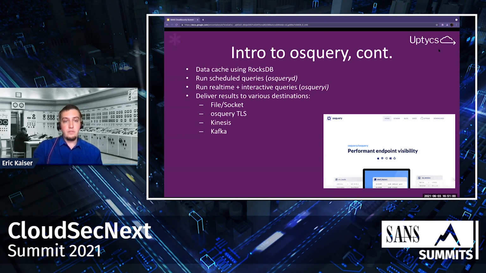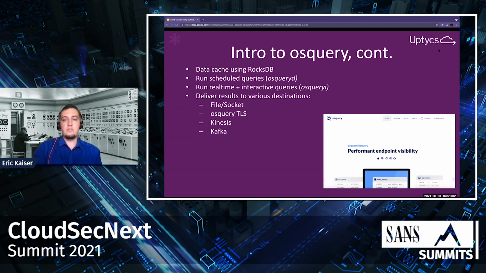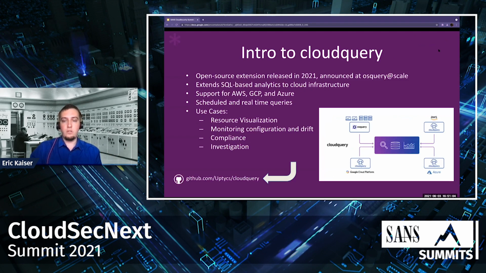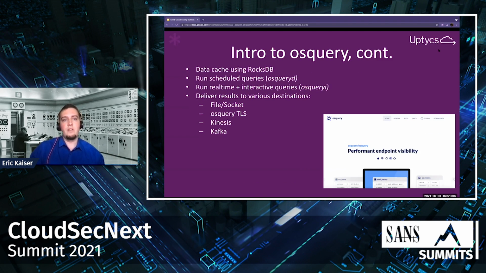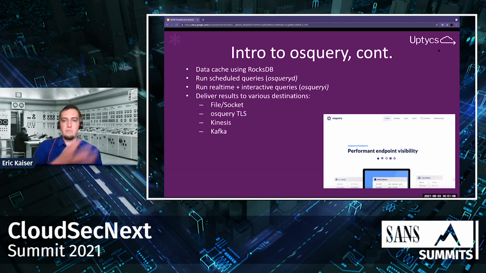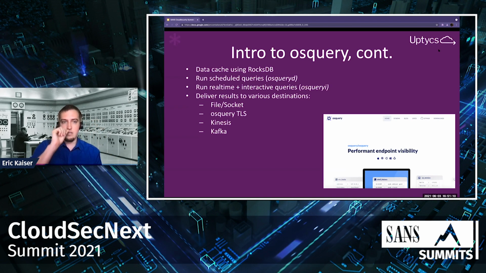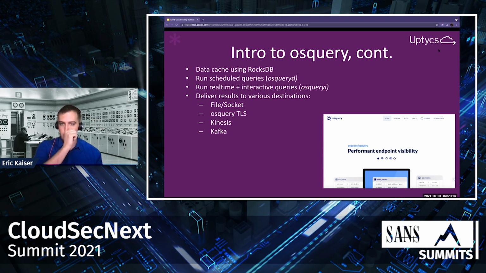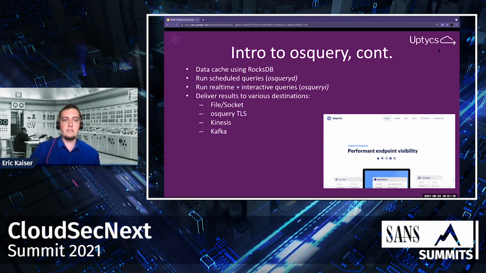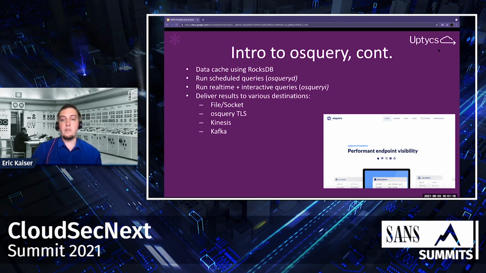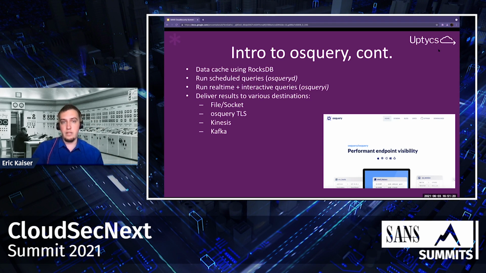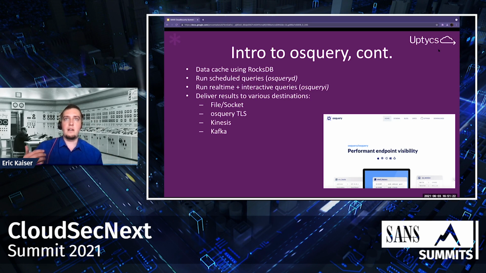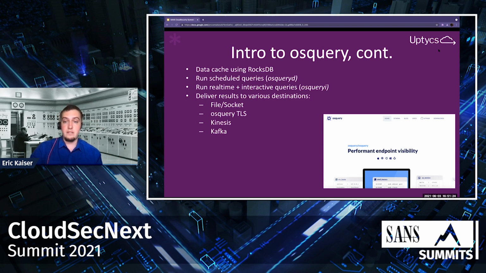It allows you to deliver results to various destinations. You can dump it out to a file or a Unix socket. It allows you to stream data up to an osquery TLS endpoint, which is how it was originally designed. And recently, it's been extended to allow you to deliver data to Kinesis, Kafka, and various other endpoints. You can write a plugin for osquery to stream data to new places.